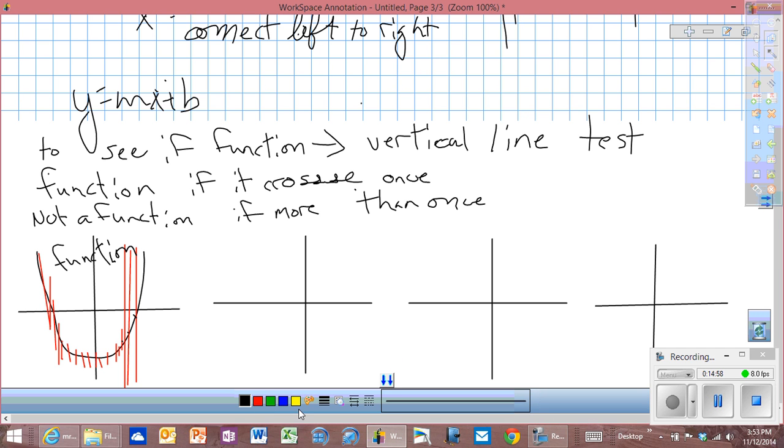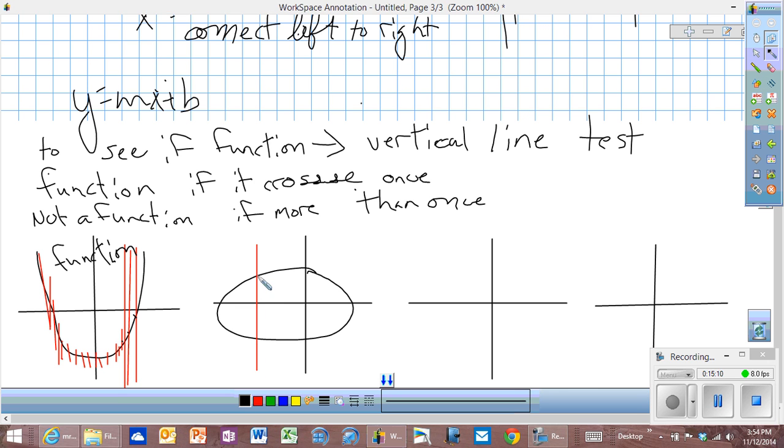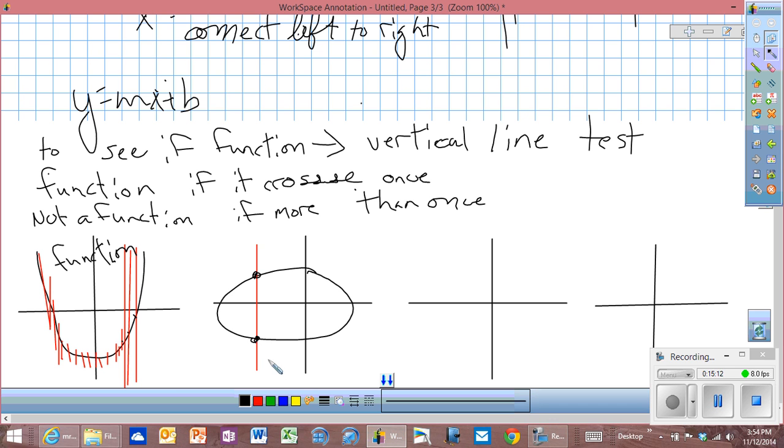Then your next graph that they show you is a circle or an oval or something like that. Okay, to show you what the vertical line test means on this guy, I don't even have to do any more than once. Right here, it crossed twice. Okay, so this is not a function. I'm just going to write not fun. Even though over here, I could have theoretically drawn this and it would have only crossed once at this end, we don't care about that.